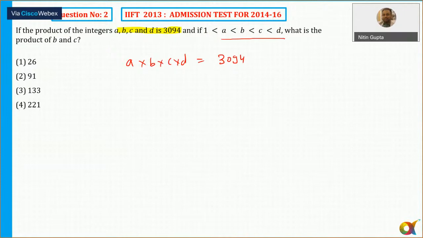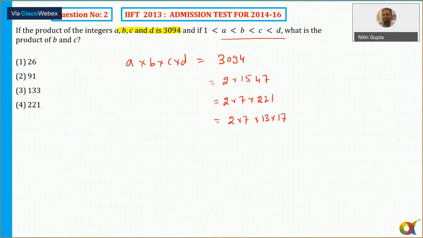So if I take out 2 as common here, this will be 1547. This number is definitely not a multiple of 3, not a multiple of 5. Let's try with the next prime number, which is 7. So if I try with 7, I can say 7 into 221. Yes, you can definitely use the options. ऑप्शन से तुम्हें आइडिया मिल जाएगा कि क्या क्या पॉसिबल फैक्टर्स हो सकते हैं. Like 26 is a multiple of 13. Yes or no? 91 is also a multiple of 7 and 13. So you can easily get an idea here.